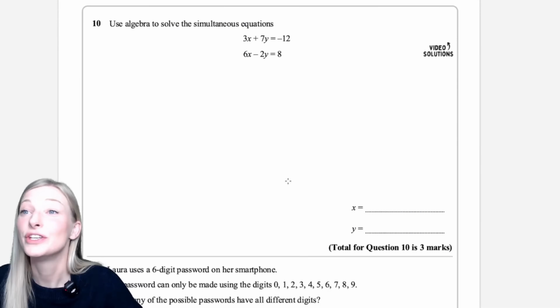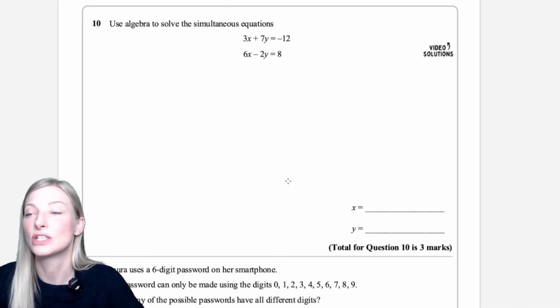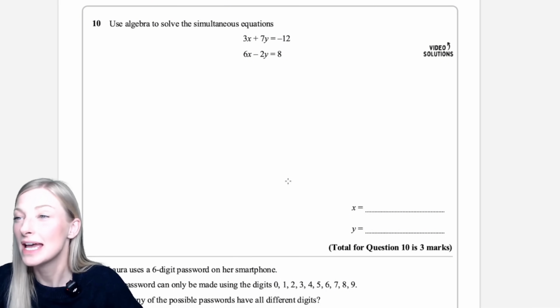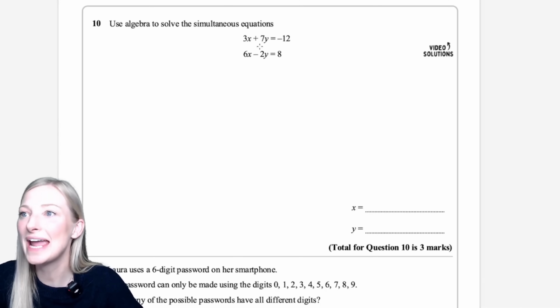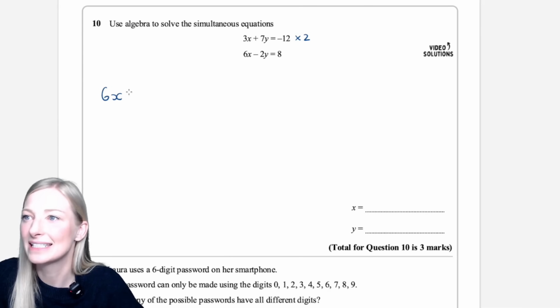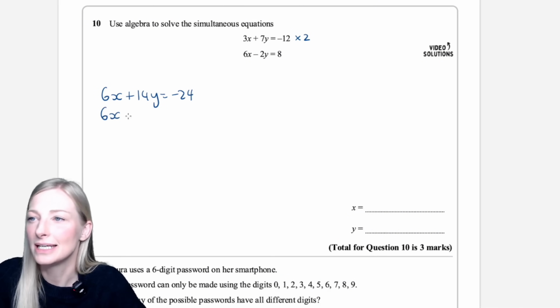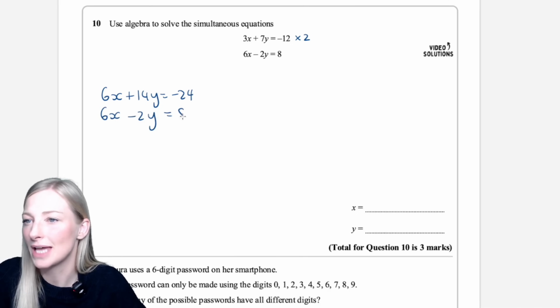Question number 10. Use algebra to solve the simultaneous equations. Now here we have linear simultaneous equations, and I've gone for a slightly controversial one in that I know that a lot of you will multiply this top one by 2, and then you'll have 6x add 14y is minus 24. And the bottom one, we would just keep that the same. 6x minus 2y equals 8.